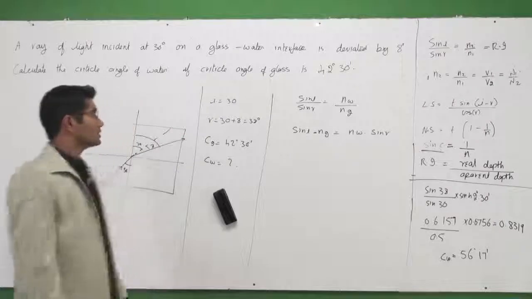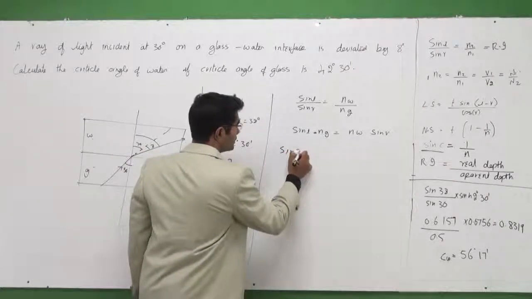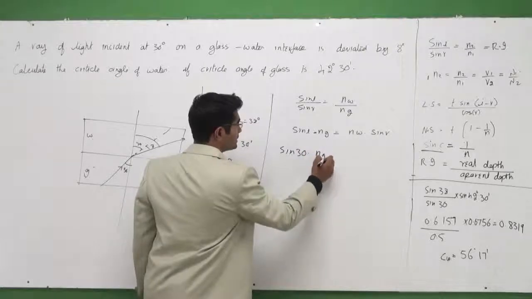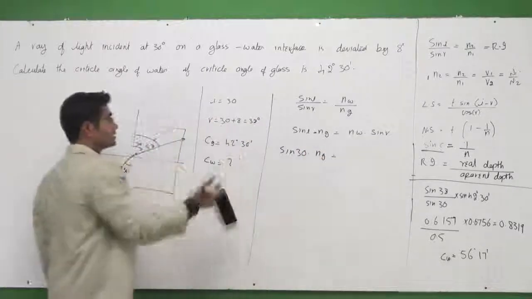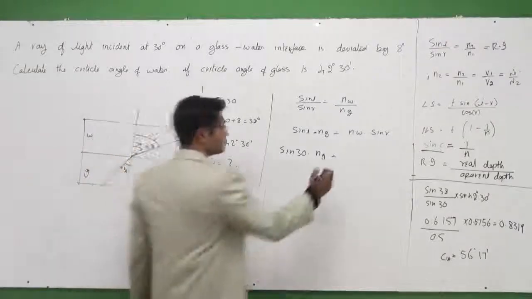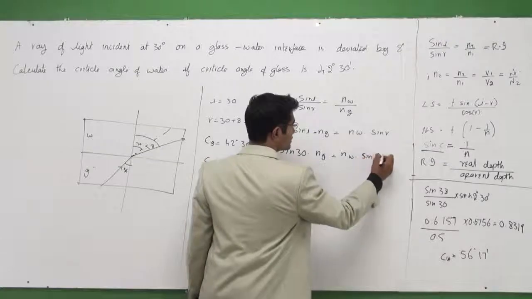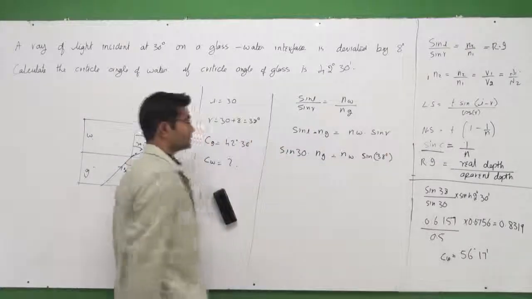I is the angle of incidence, so it is sine of 30, simple. And N glass, I don't know this one; nothing is given to me about refractive index. What is NW? I don't know this one also. And I know sin R is sine of 38. Cool, this much I understand.